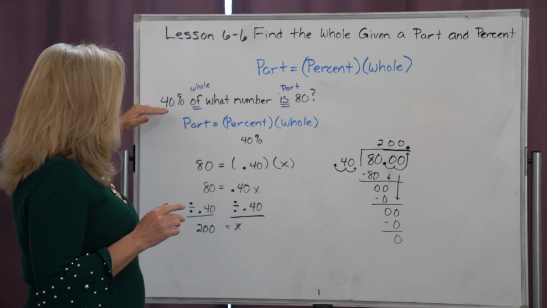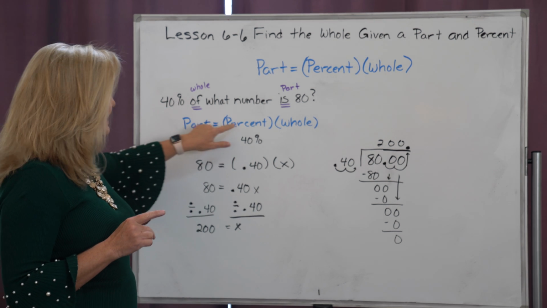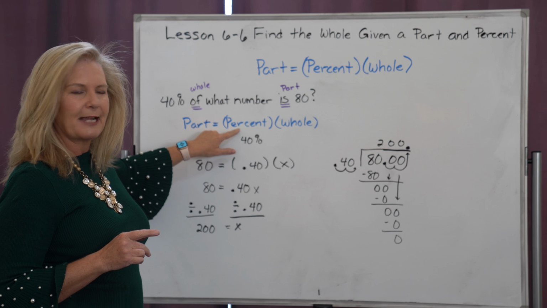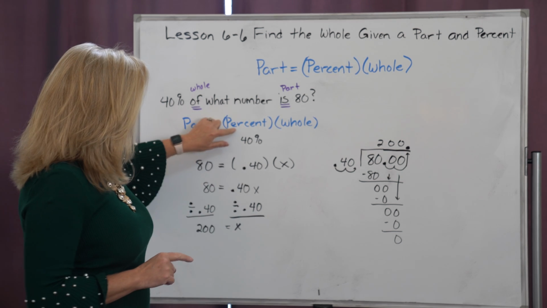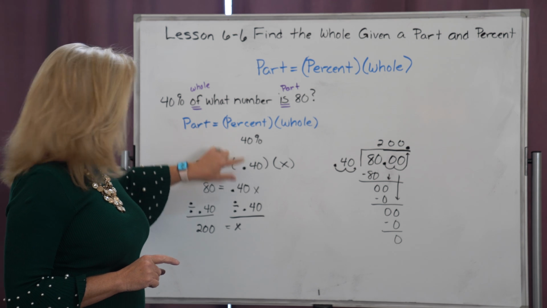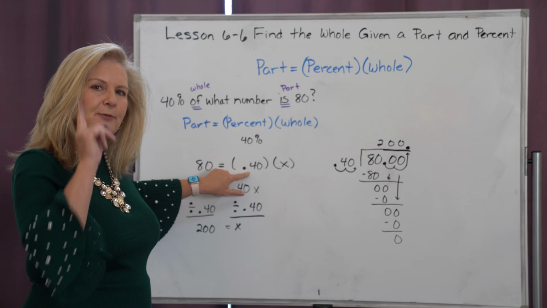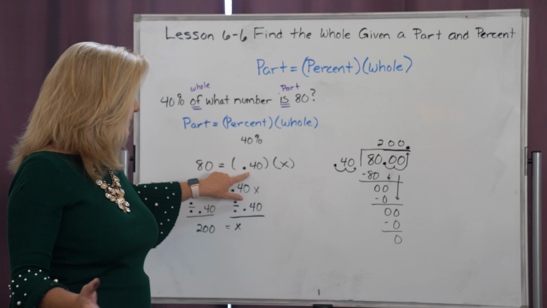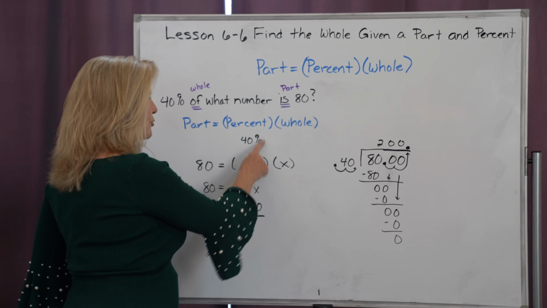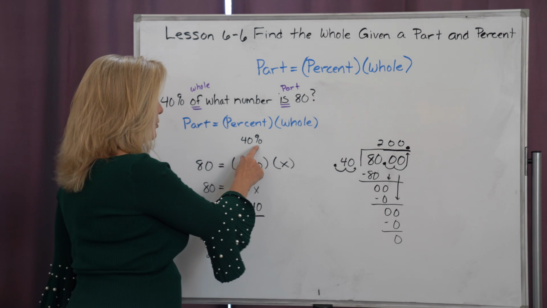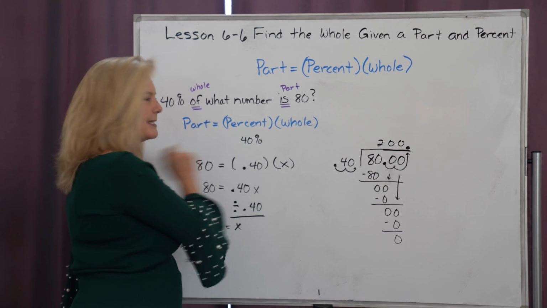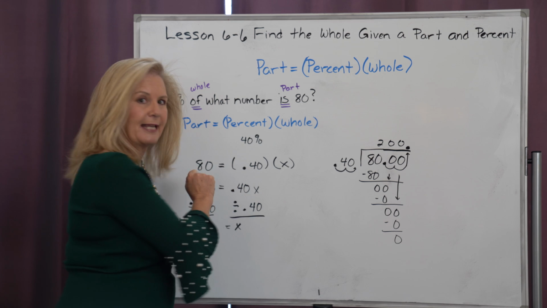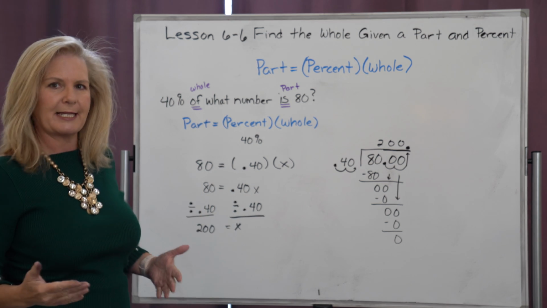So when I look at the 40%, well, that's given. That is my percent, but I can never calculate in percent form. So what I need to do is change that 40% into a decimal, because with decimals, I can do calculations. So remember, you're going to drop that percent symbol, and you're going to replace it with a decimal point, and you're going to move it 2 places to the left in order to get the decimal of 0.40.